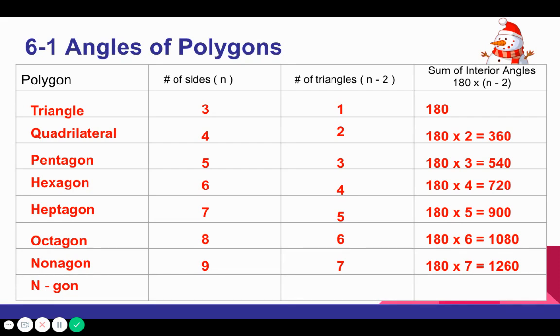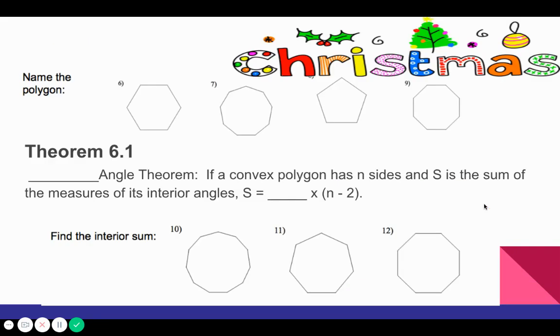Now, for other figures that have a different number of sides, we don't have special names. We just call it the n-gon when it has n sides. So if it had 15 sides, we would call it the 15-gon. We still use the formula n minus 2 times 180 to give us the total of the interior angles. We're going to skip naming the polygons at the bottom of the page here.